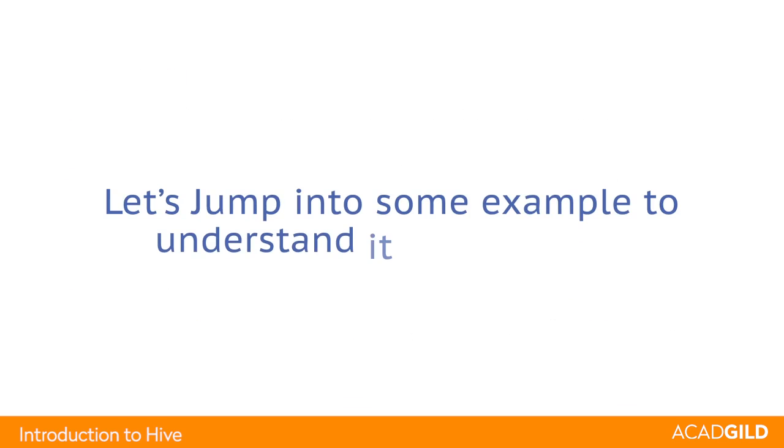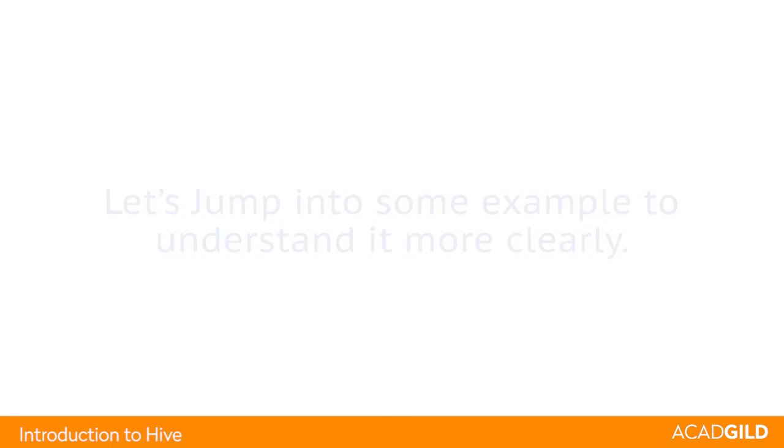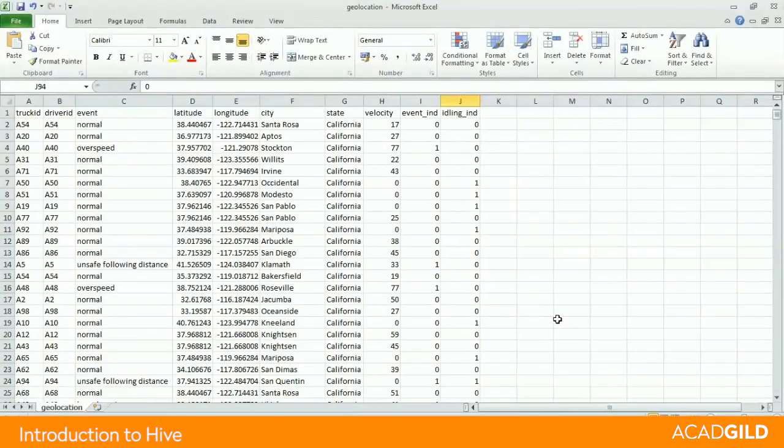Things will become clearer if we take an example. So let's quickly jump into one example and see what different analysis we can perform with Hive. I have a data set called geolocation. It contains different fields like truck ID, driver ID, what was the event, what was the latitude, longitude. So basically it's sensor data. Whenever a truck is moving, I get all the information like who was driving the truck, what was the number of the truck, what was the city, state, and many other things like velocity as well.